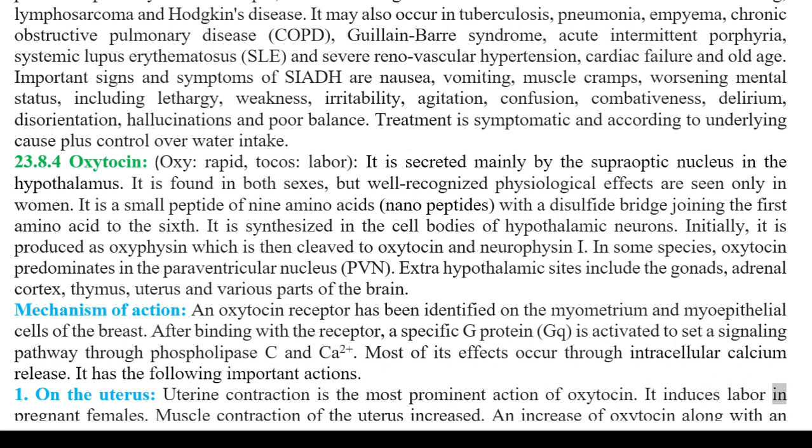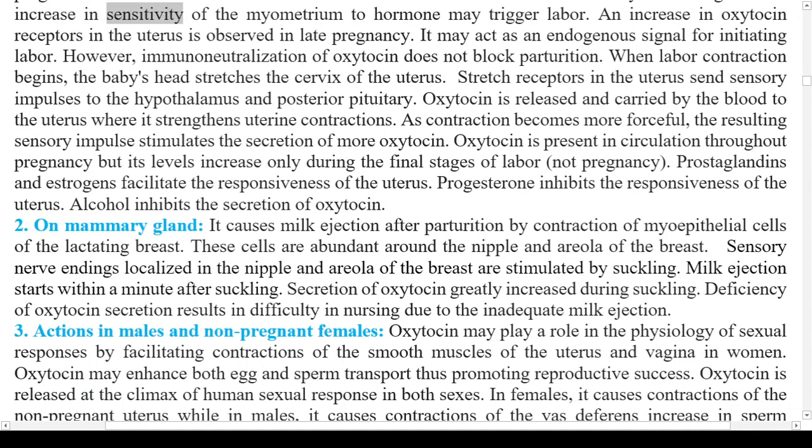It induces labor in pregnant females. Muscle contraction of the uterus is increased. An increase of oxytocin along with an increase in sensitivity of the myometrium to the hormone may trigger labor. An increase in oxytocin receptors in the uterus is observed in late pregnancy. It may act as an endogenous signal for initiating labor. However, immunoneutralization of oxytocin does not block parturition.